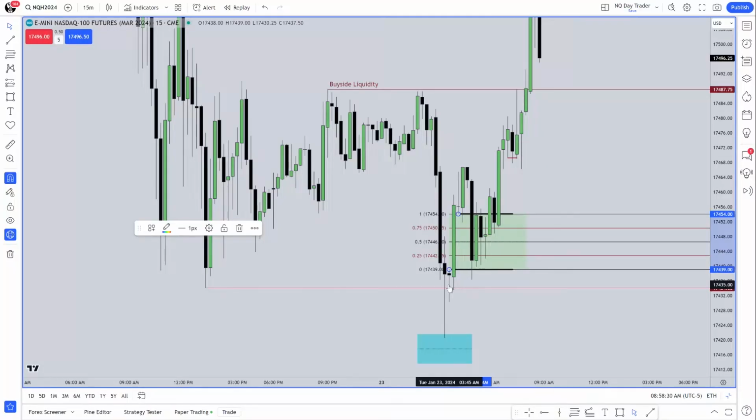Now, why that? Why that? Because the likelihood of it coming all the way down to halfway of this wick, while it's possible, is unlikely. Why? Because we had that swing low there. So this wick went lower than this wick's low did.